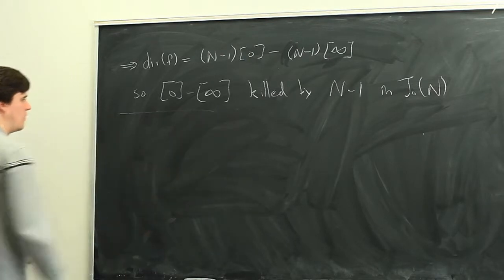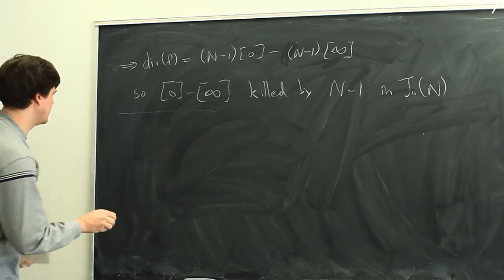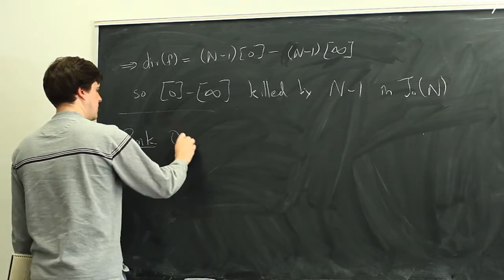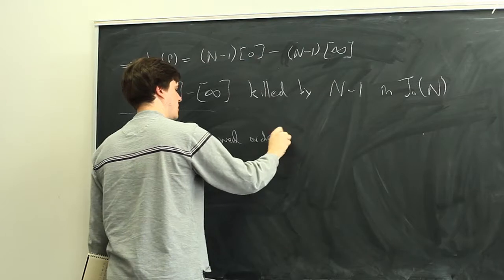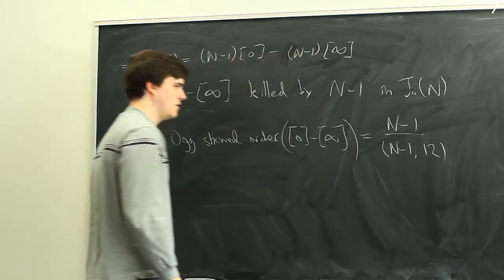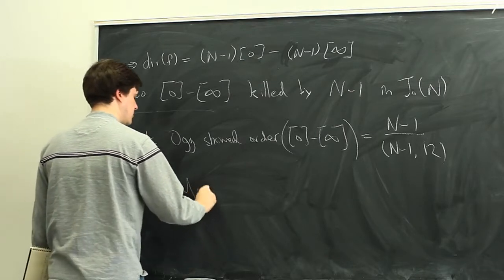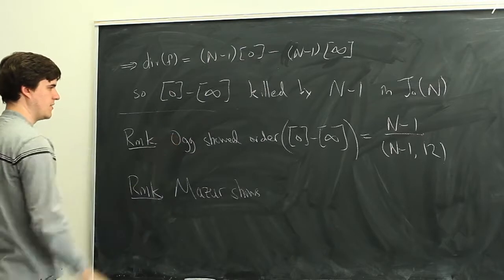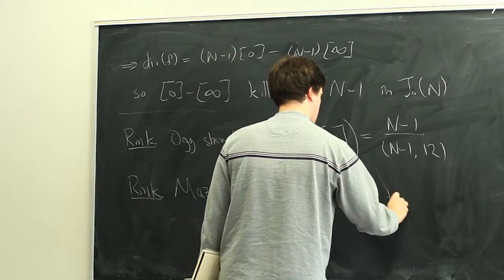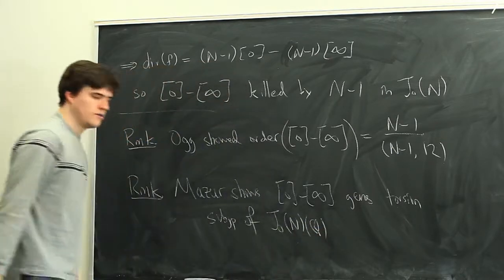Okay, so we need to know one more thing about this torsion point. We need to know how the Hecke algebra acts on it. So recall that, I want to make two remarks first. The first remark: we didn't compute the exact order, we just showed that it was killed by n minus 1. Ogg showed that the order of this point is n minus 1 divided by the GCD of n minus 1 and 12. And the second remark is that in his paper, Mazur shows that this point generates the entire torsion subgroup of J0n. The only torsion points are the obvious ones.